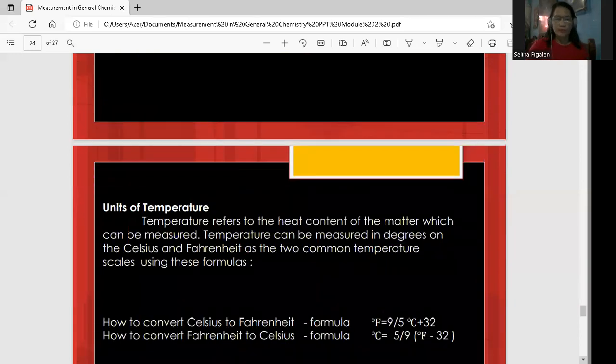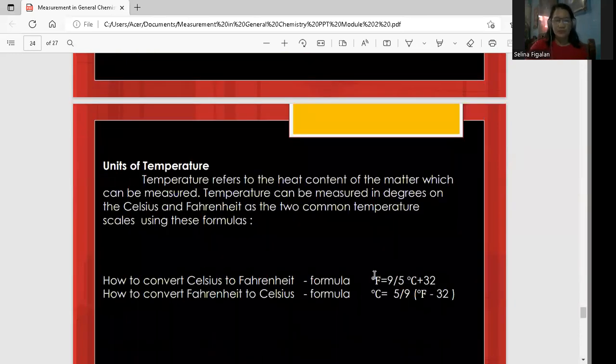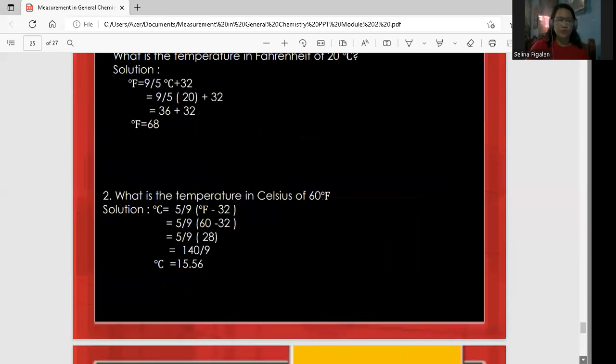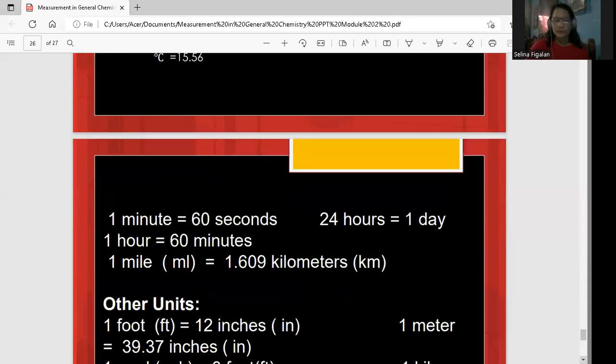Okay, units of temperature. As I have said, you just replace it. For example, if the given is Celsius and what is asked is Fahrenheit, you use this. Same with Celsius: if Fahrenheit is given and Celsius is asked, you replace it with this one. There is an explanation in your material. Okay. 1 minute is equal to 60 seconds. 1 hour is equal to 60 minutes. 1 mile, and so on and so forth.